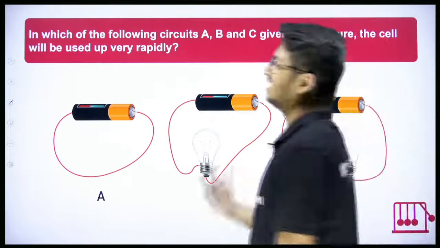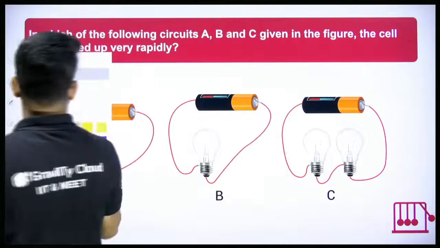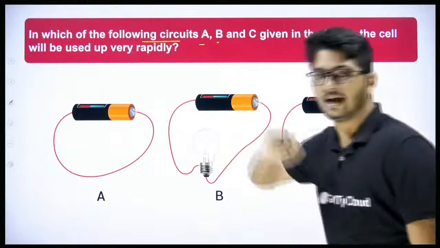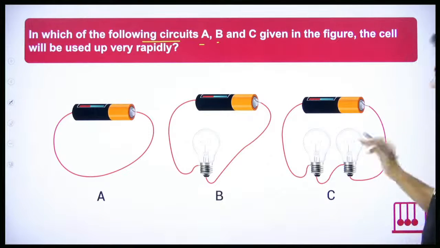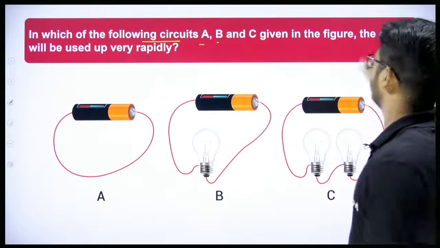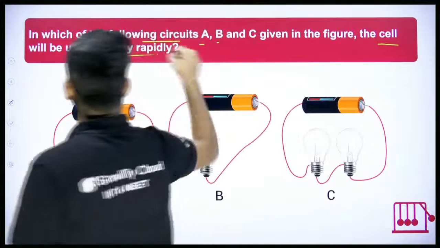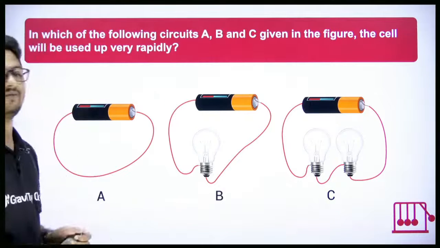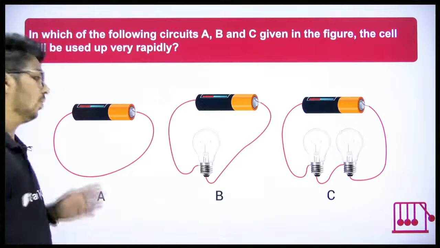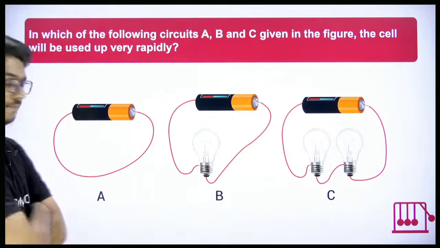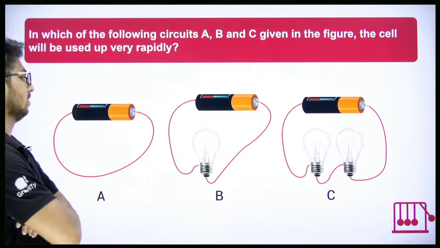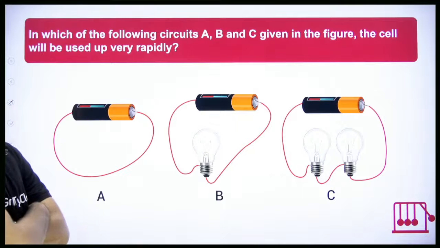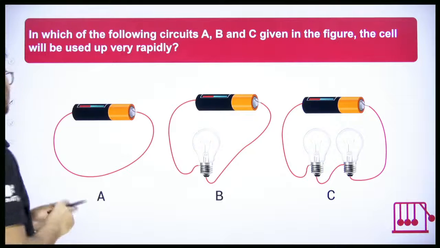In which of the following circuits, this is a very interesting question. In which of the following circuits A, B and C, given in the figure, will the cell be used up very rapidly? What do you think is the answer? A, B and C. Where will the cell be used up very rapidly? Everyone, A, B and C. What is the answer?